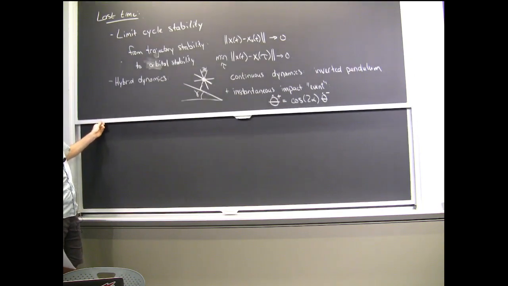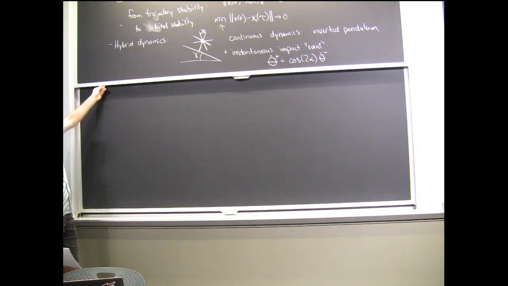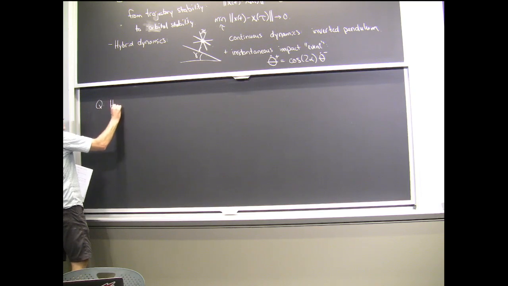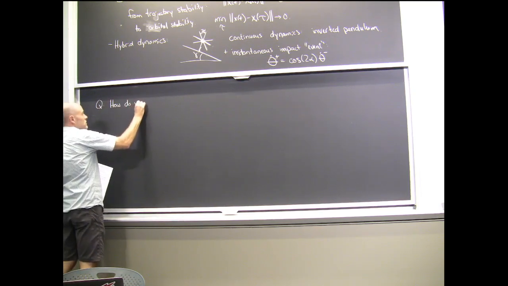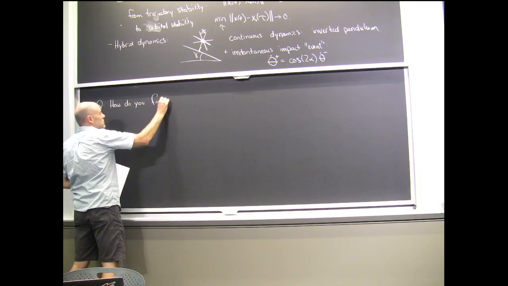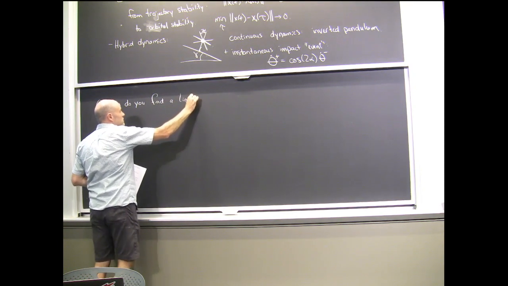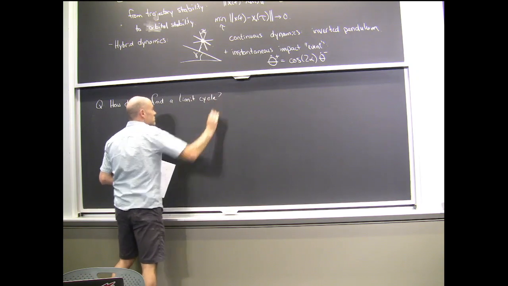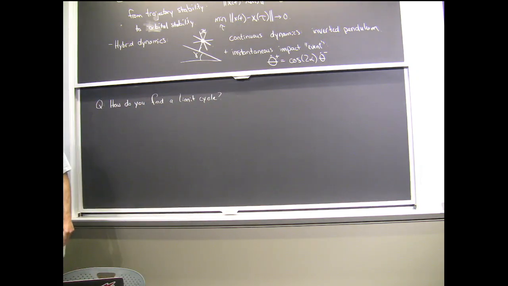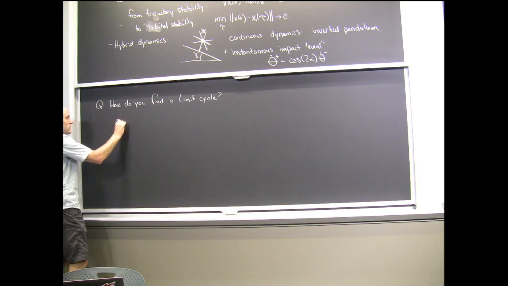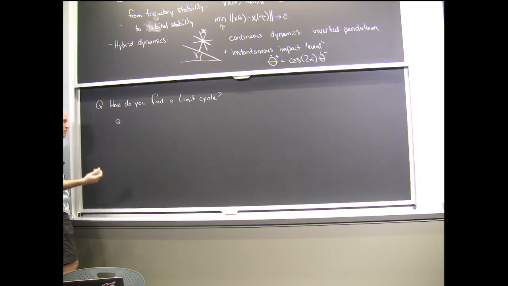The limit cycles part is almost not much to say at all, but how do you find a limit cycle is a good question. And how do you parameterize it? A starting sub-question, which I never said explicitly but was kind of in the air before, was how do you find a fixed point?